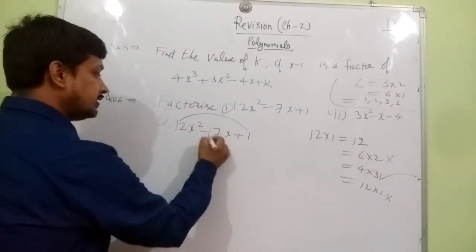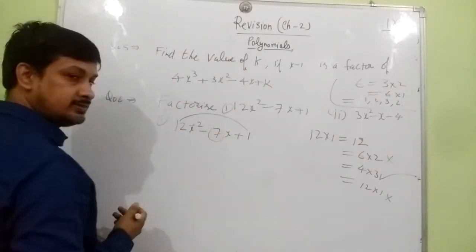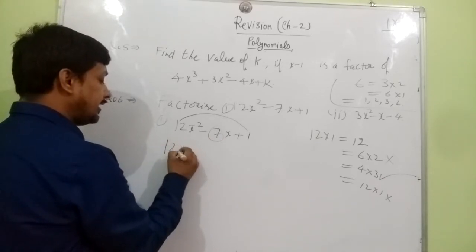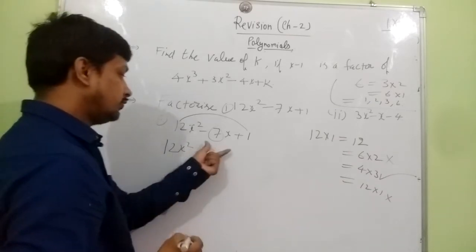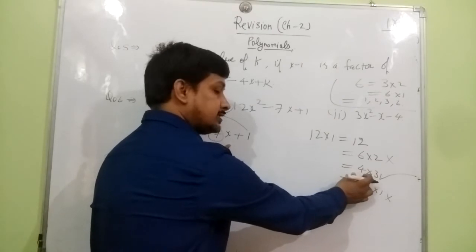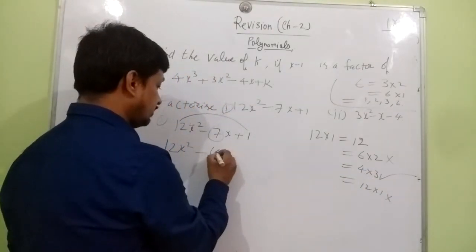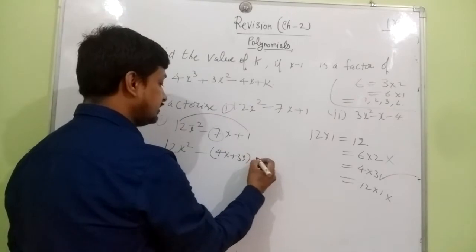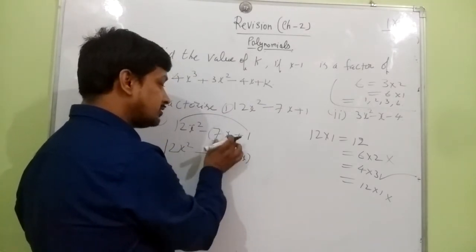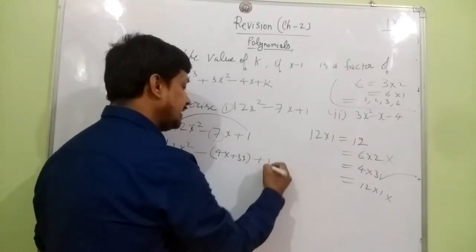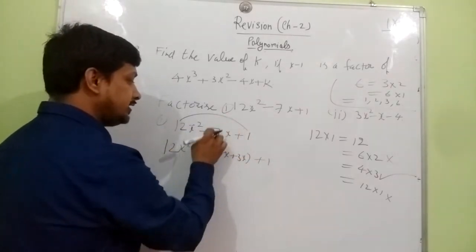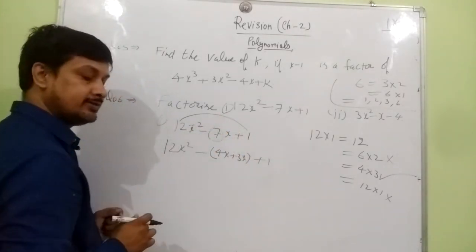So we will split this middle term. That's why this method is called midterm splitting. So what will we write? 12x square minus, we can write this 7x to be 4x plus 3x. We can write 7x as this because we have split it, and then plus 1 as it is. This means there will be no change in the first term and last term. Only the change will take place in the second term.